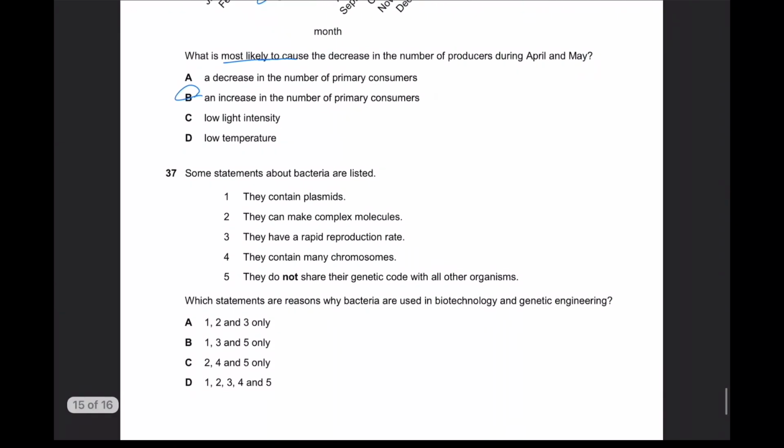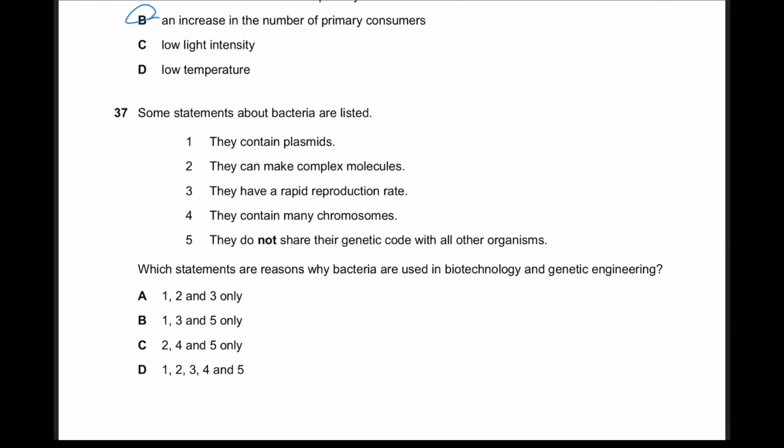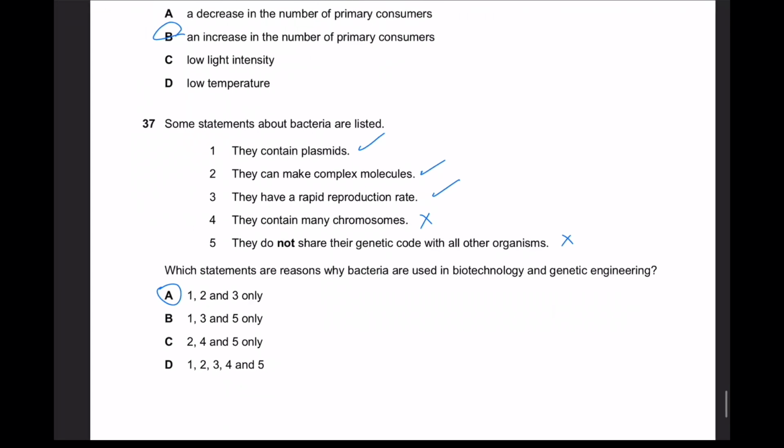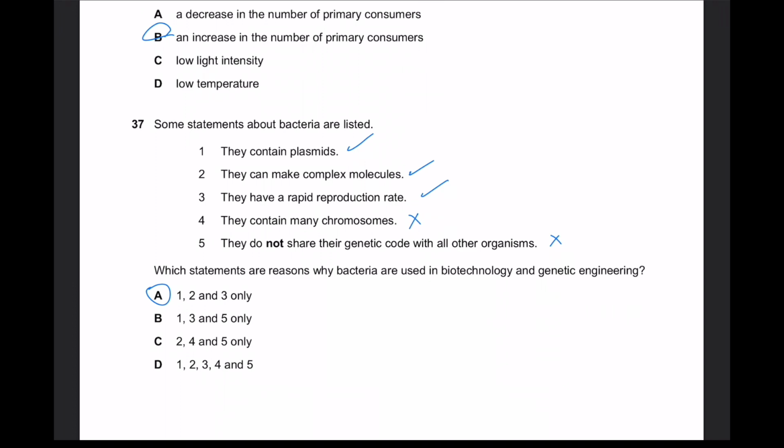Next question. Some statements about bacteria are listed. Which statements are reasons why bacteria are used in biotechnology and genetic engineering? First is correct. They contain plasmids, they can make complex molecules, and they have a rapid reproduction rate. 4 is incorrect. 5 is also incorrect. So the answer is 1, 2, and 3. Bacteria do share their genetic code with many organisms, and that's why they are used. So 5 is incorrect.